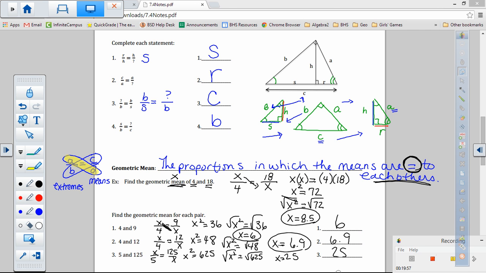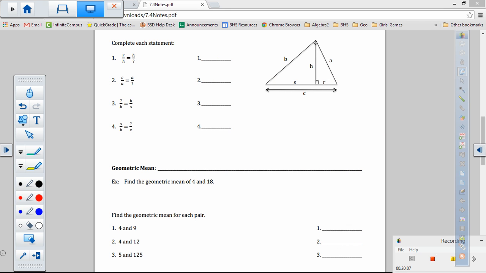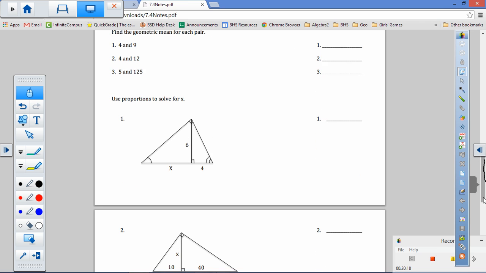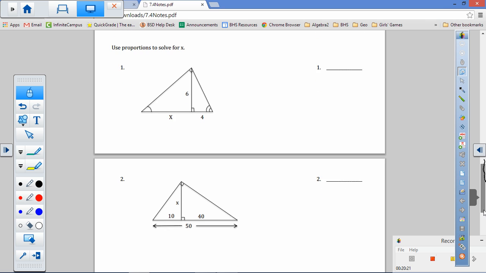Okay? Awesome. All right, we're going to move on and figure out how I am going to solve these equations using this information. So we're moving on to the next page. Let's do that. We're going to start here first, using the proportions. Let's do this to solve.